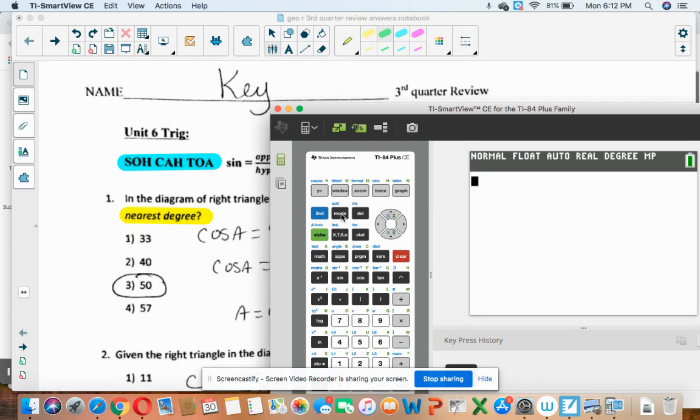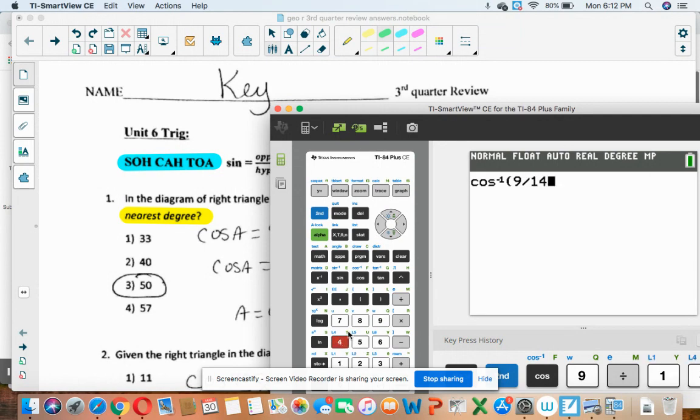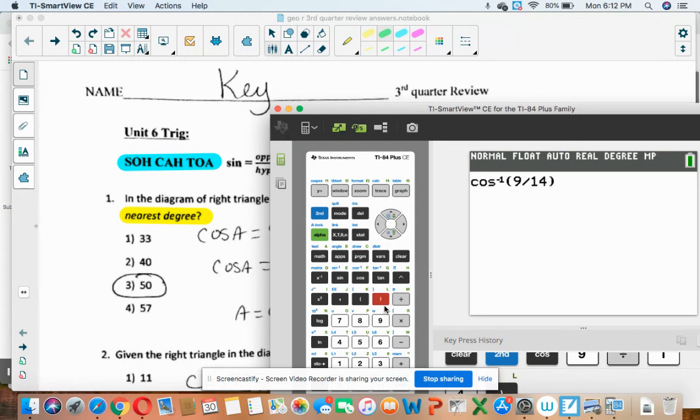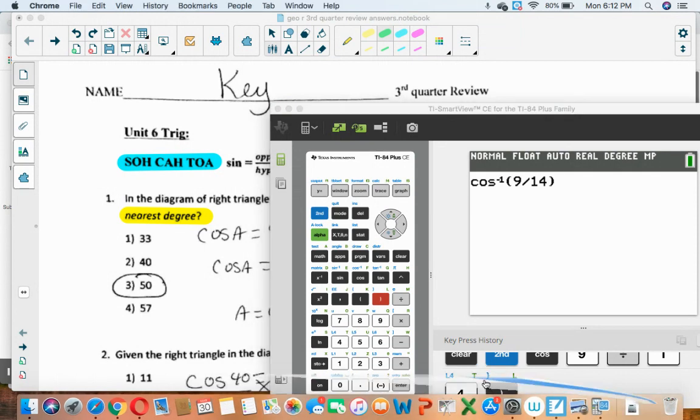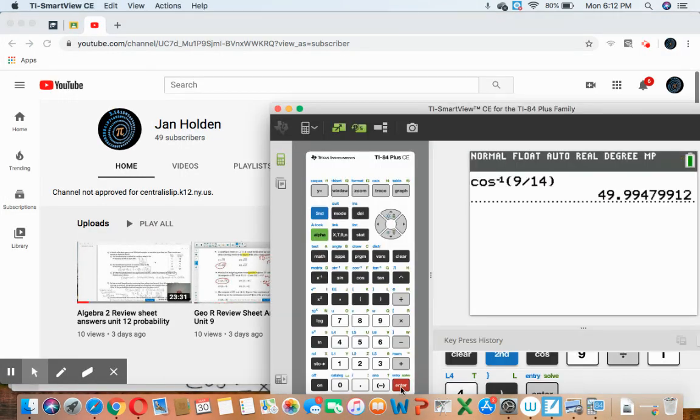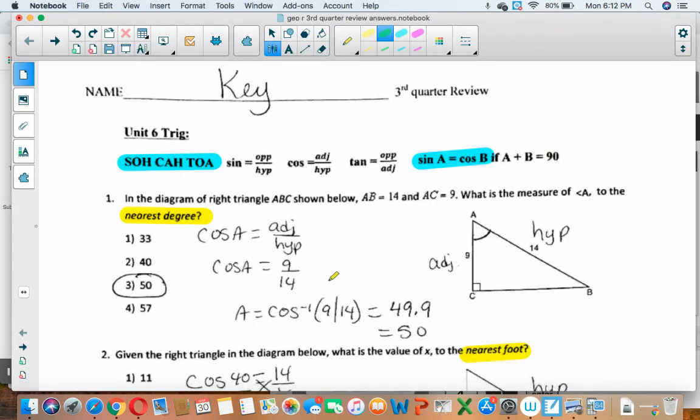I do that by hitting mode, and mine is in degree mode. So I hit second, and then cosine. A parenthesis will pop up automatically, and then I'm just doing 9 divided by 14. And I hit enter. Hit enter right there, and there I go. My answer is 49.9 or 50 degrees. Okay, so that's question 1.